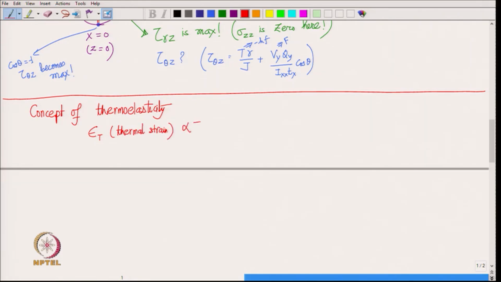Okay. And it turns out that the thermal strain is proportional to temperature, and the proportionality constant is actually the thermal expansion coefficient. Okay. So, thermal strain, if we denote it by epsilon T, this is proportional to temperature, and this turns out to be alpha times the temperature, where alpha is the proportionality constant, and this is also called thermal expansion coefficient.